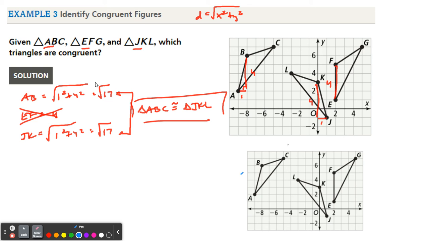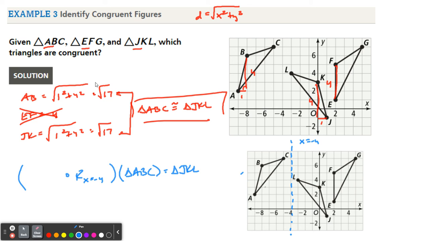So let's make this our first transformation. This is the line halfway between C and L. It would be the equation x equals -4. So let's do that first. So if I'm going to build my composition of triangle ABC so it becomes triangle JKL, the first thing I'm going to do is a reflection across the line x equals -4.